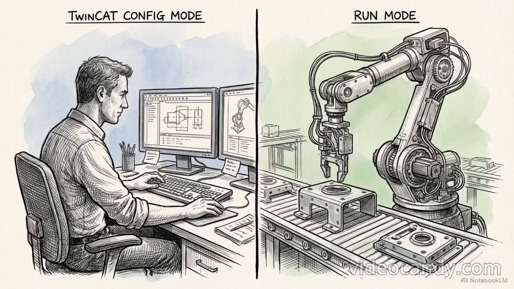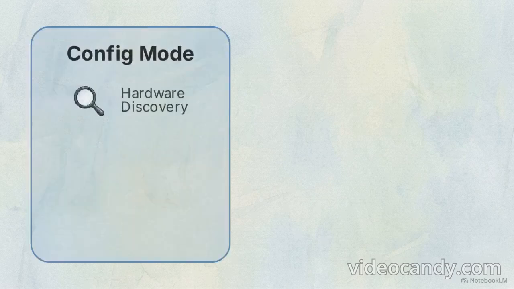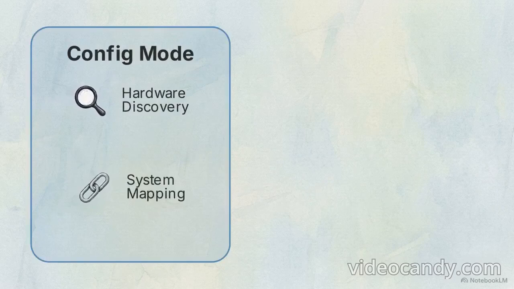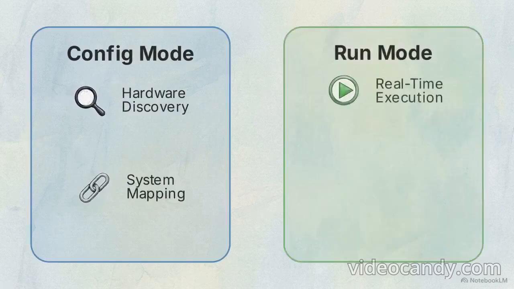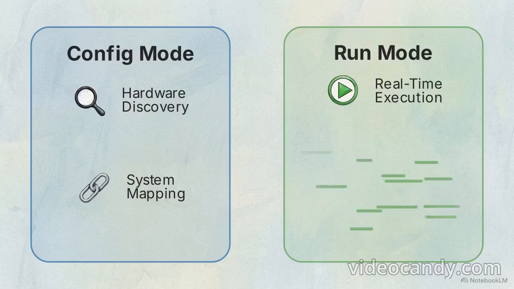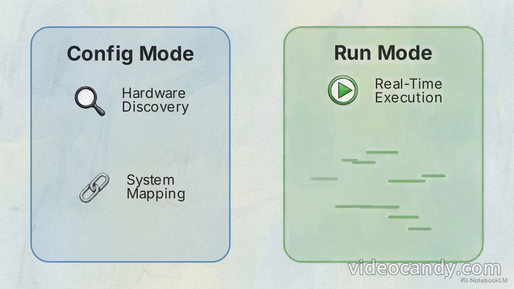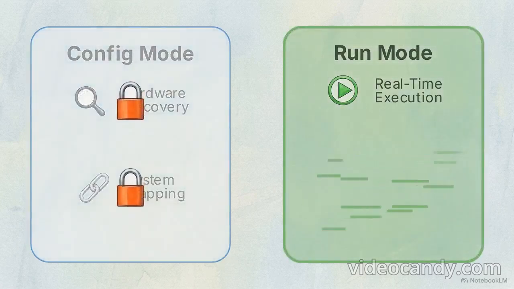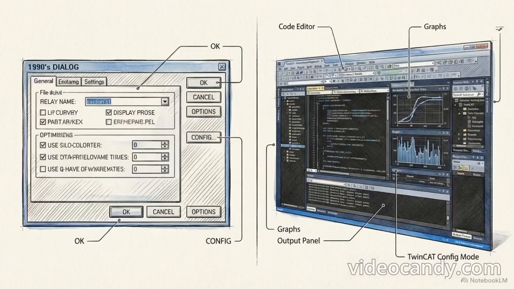The TwinCAT architecture enforces an absolute rule: strict operating state separation. Config mode is the exclusive, required state for hardware discovery, system mapping, and making any structural modifications to the environment. Conversely, run mode is reserved strictly for real-time execution, compilation, and live operation. When a system is in run mode, the structural configurations are locked.